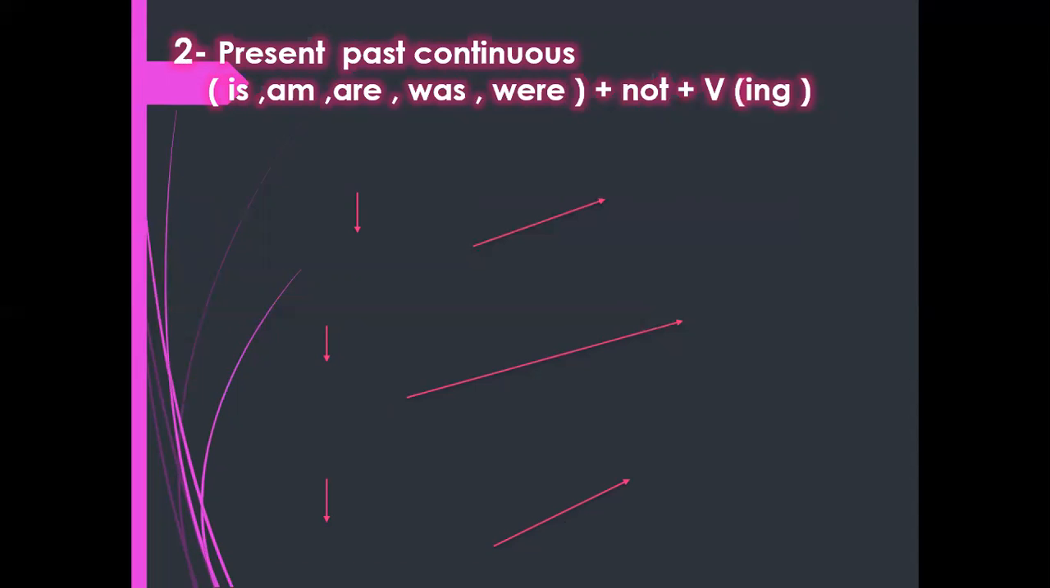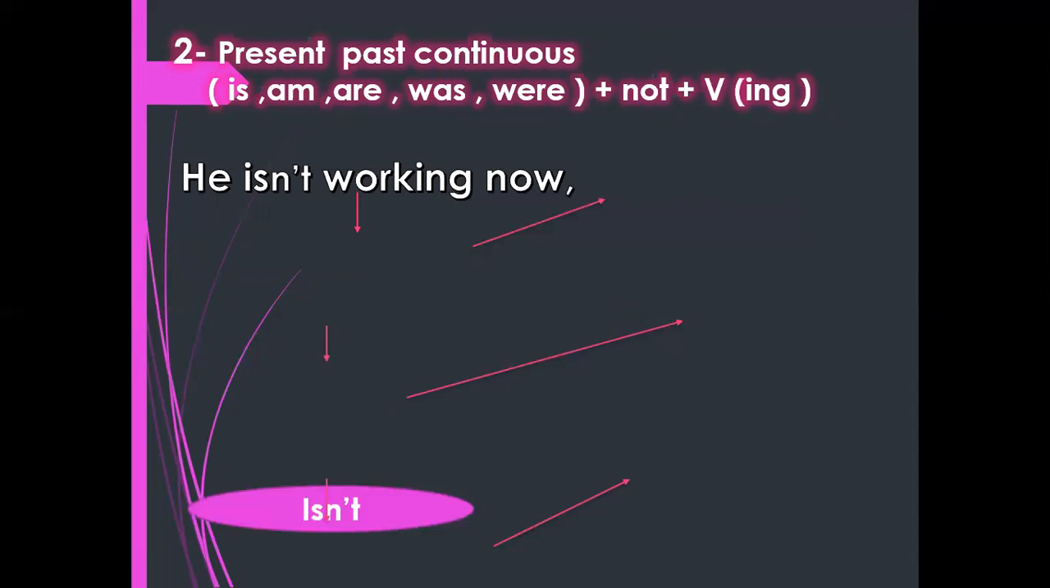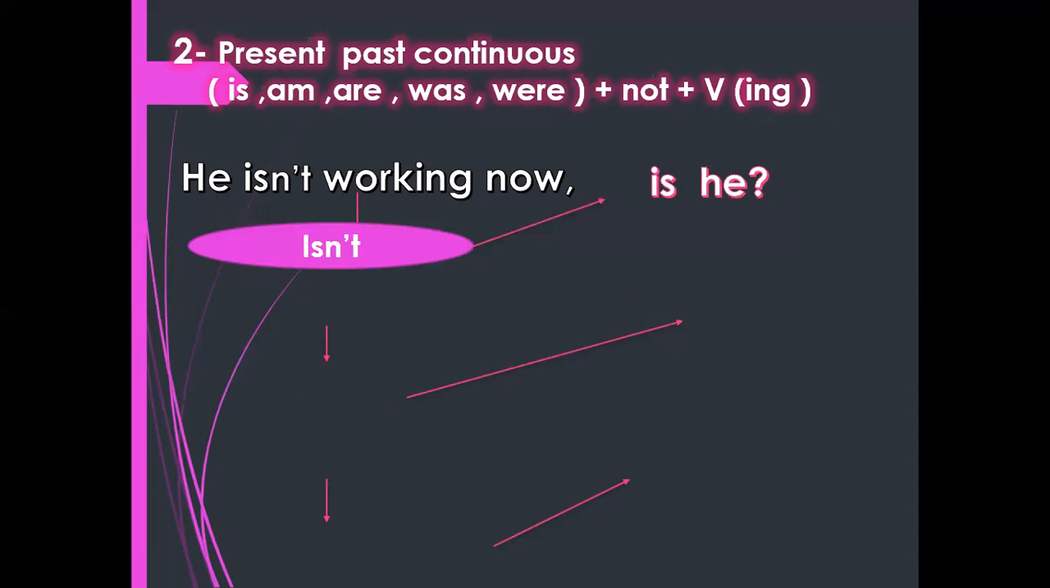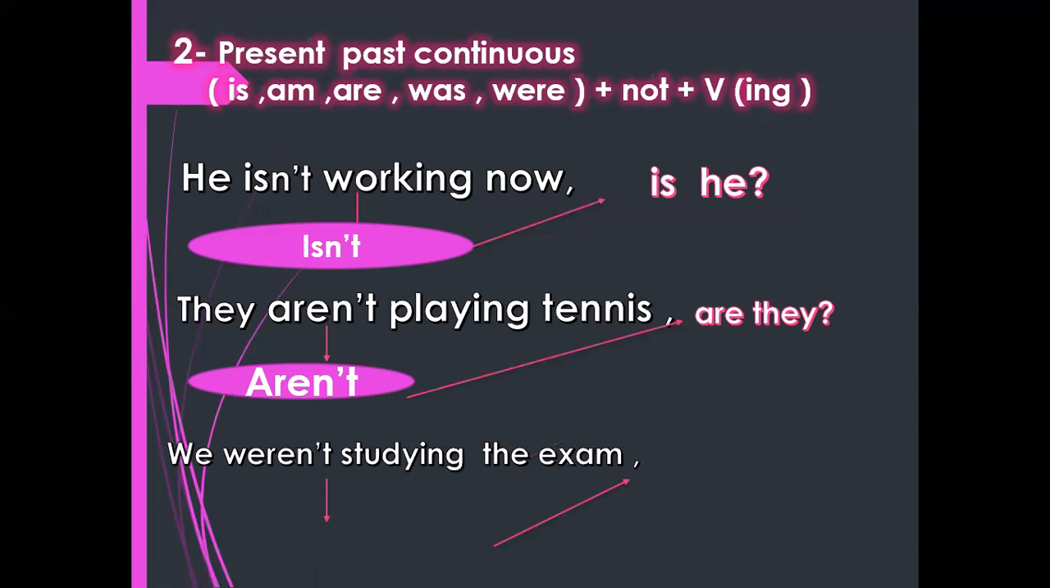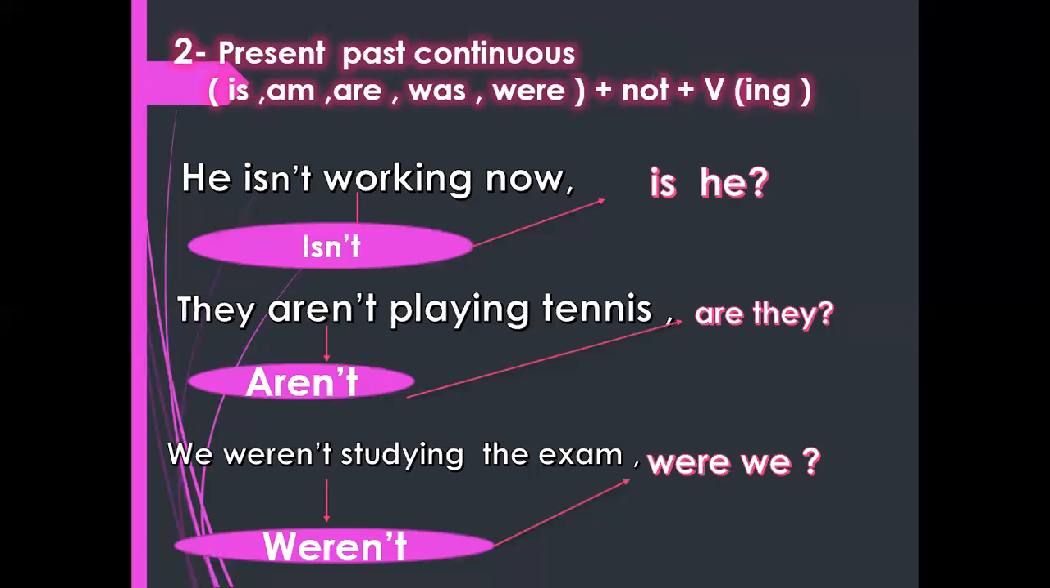Present and past continuous in the negative form. He isn't working now. Isn't is changed into is. So the question tag will be is he? They aren't playing tennis. Here we have the helping verb aren't. In the negative form, you are going to use the positive form in the question tag. Are they? We weren't studying for the exam. We have the helping verb weren't. So you are going to use were they. So if the helping verb is in the negative form, you are going to use the positive form in your question tag.